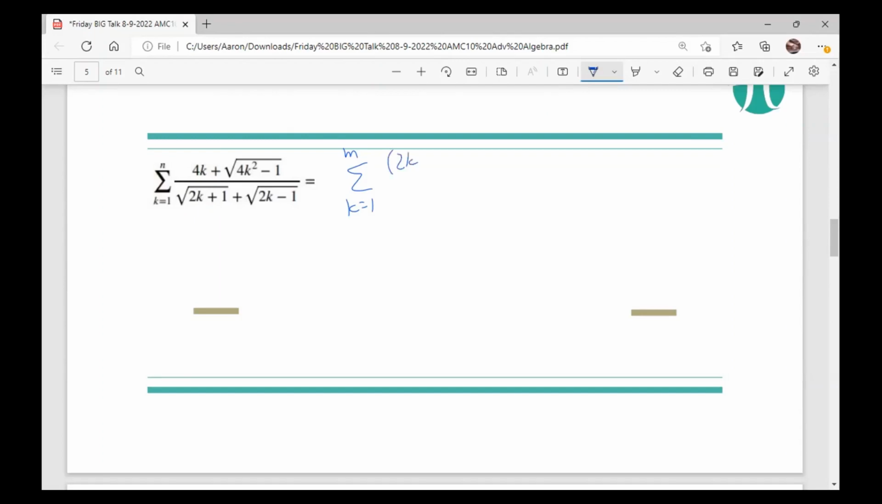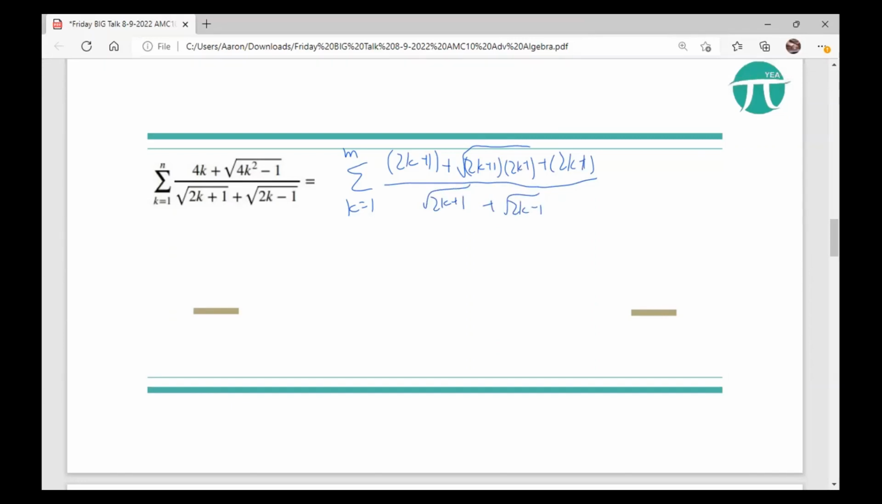So you can split this into 2k plus 1 plus the square root of 2k plus 1 times 2k minus 1 plus 2k minus 1, and this is all over the square root of 2k plus 1 plus the square root of 2k minus 1. So you can see that now you can multiply numerator and denominator by the square root of 2k plus 1 minus the square root of 2k minus 1.